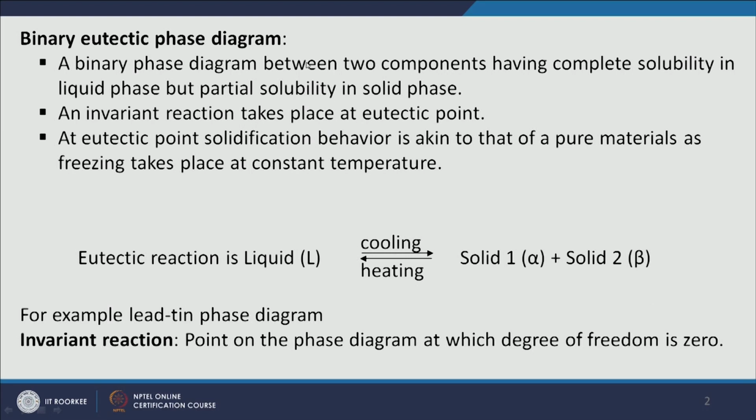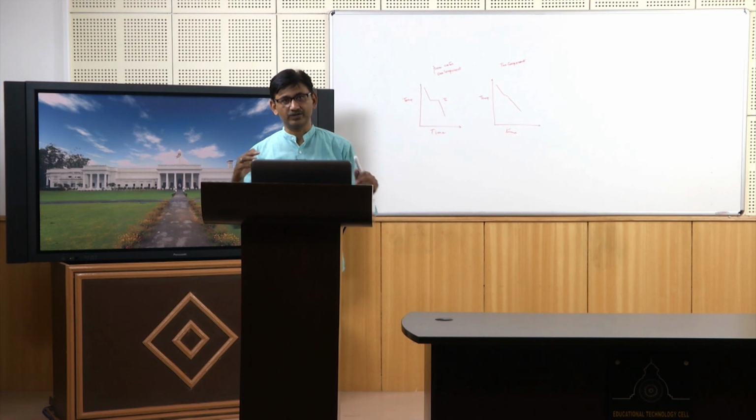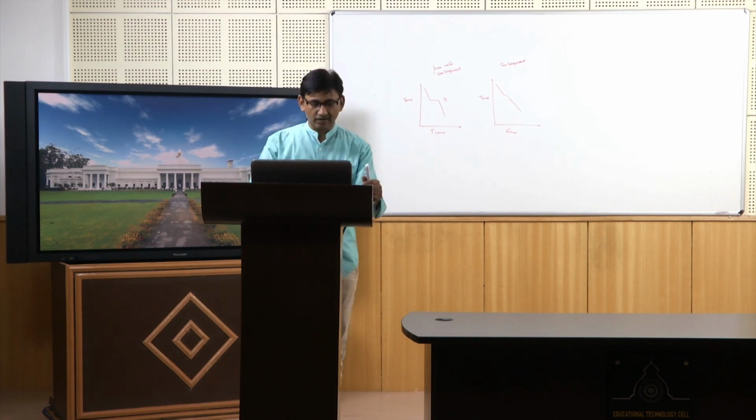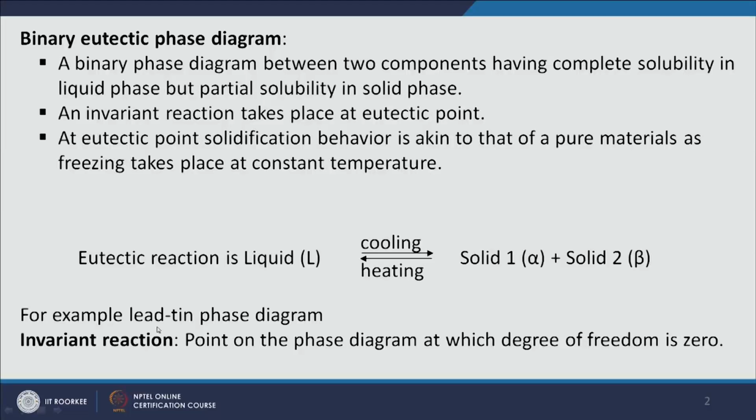So, in a binary phase diagram where you have partial solubility, you sometimes have this type of eutectic reaction where a liquid phase directly transforms into two solids. One example of a eutectic system is the lead-tin phase diagram, or lead-tin system. What is an invariant reaction? It is a point on the phase diagram at which the degree of freedom is 0.